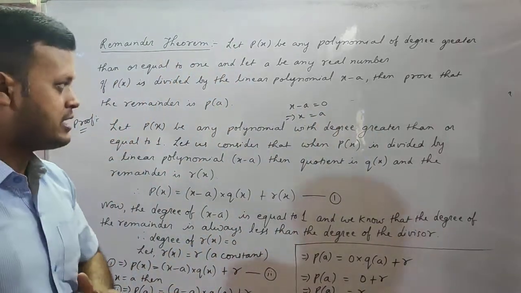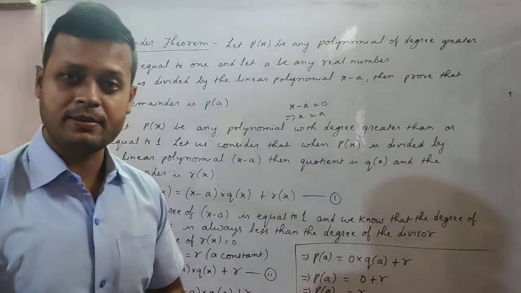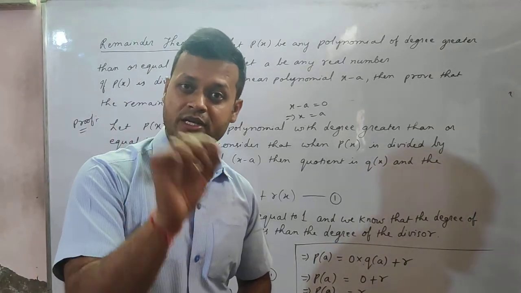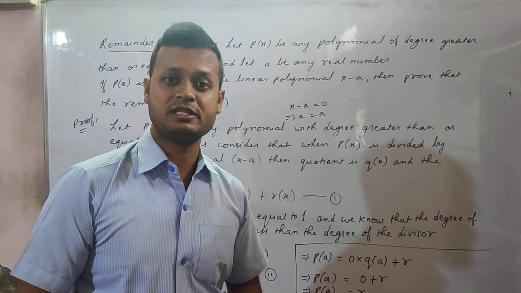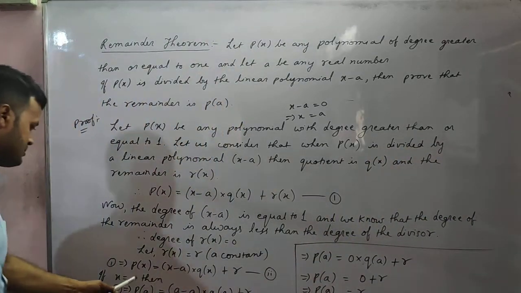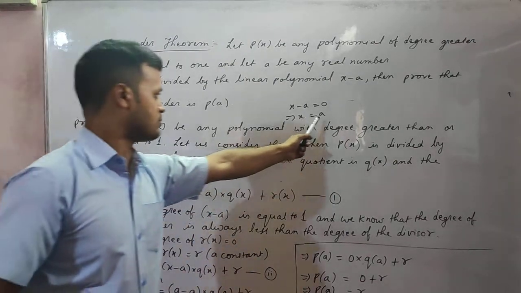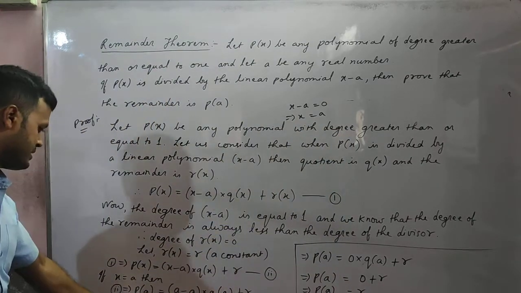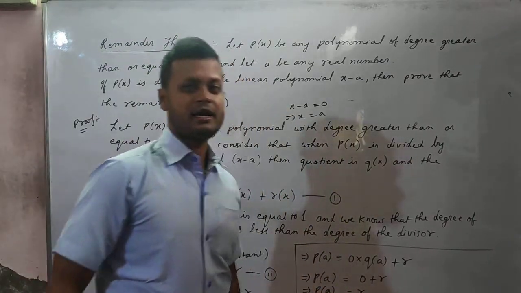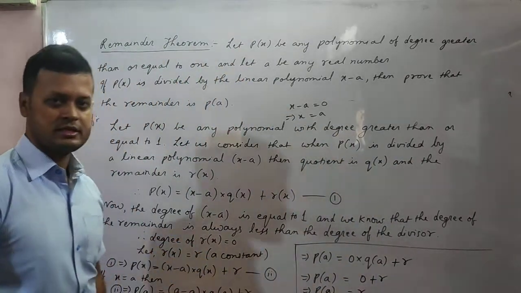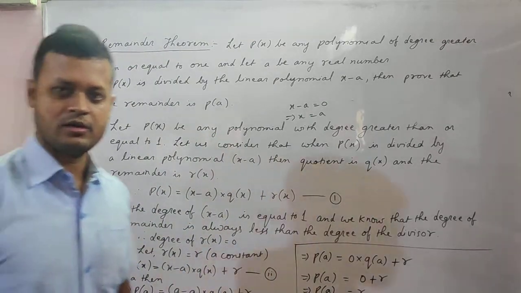Did you understand? Now, what did we do in that sum? We put the zero of the divisor in the polynomial, that means in the dividend. Here also we are doing the same thing. This is the dividend. In place of this x, if we put the zero of the divisor, that is a, then directly we will get the remainder. Understood? This is all about the remainder theorem. Okay?